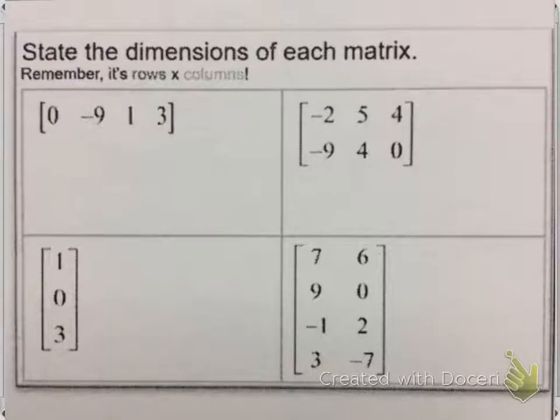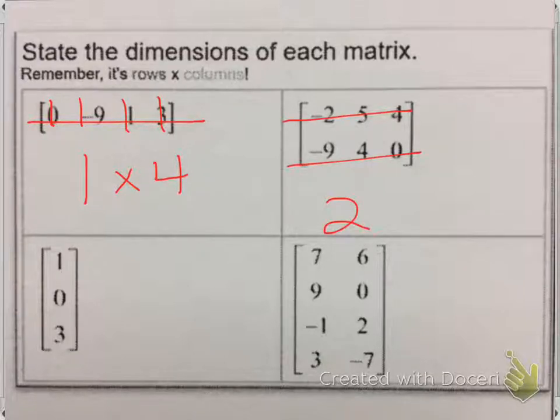So let's state the dimensions of these other matrices and see what we get. How many rows here? There's 1 row. How many columns? There's 4 columns. So this would be a 1 by 4 matrix. How many rows here? There's 2 rows. How many columns? 1, 2, 3. So this would be a 2 by 3 matrix.